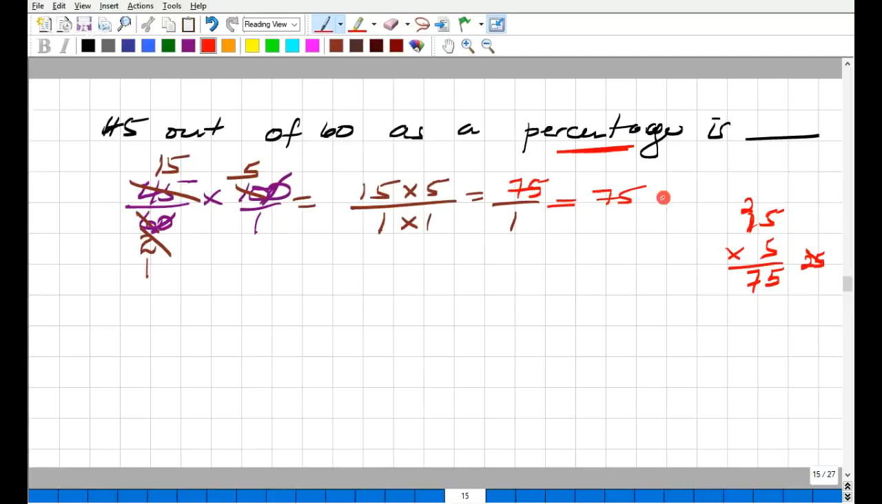They asked for the answer as a percentage. So this would be 75%. All right, good.